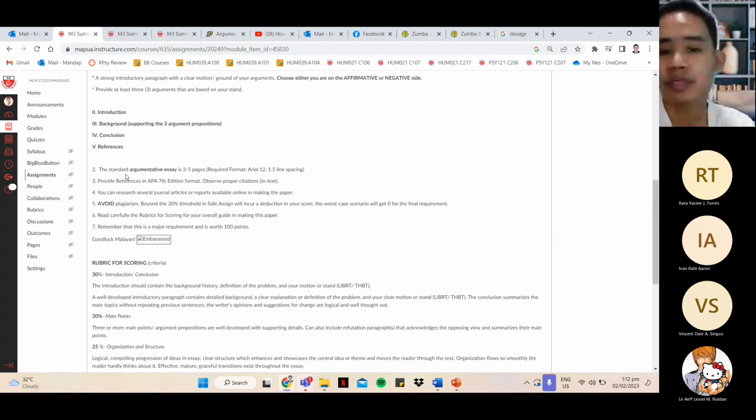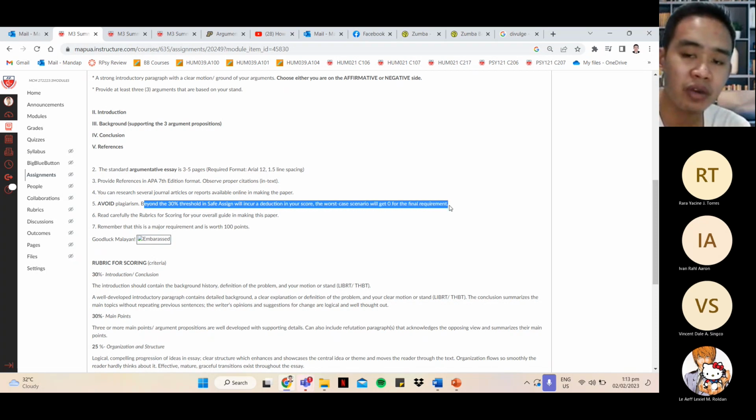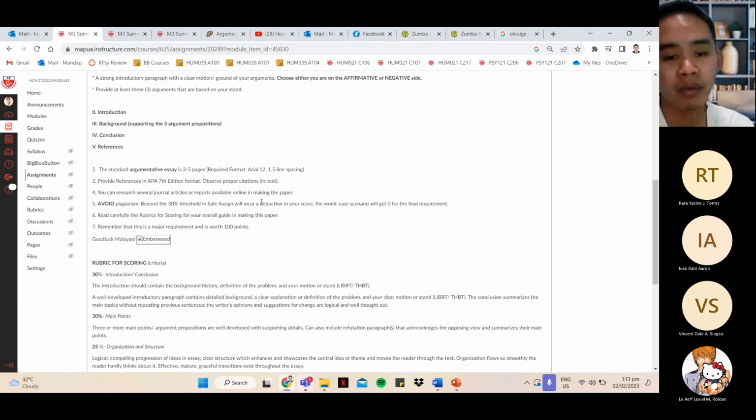So the minimum standard for this essay is 3 to 5 pages. The required format is Arial 12, 1.5 line spacing. Provide the APA 7th edition format. You can research several journals or articles or reports available online in making the paper. Avoid plagiarism. Beyond the 30% threshold in SafeAssign will incur a deduction in your score. The worst case scenario will get a 0 for the final requirements.